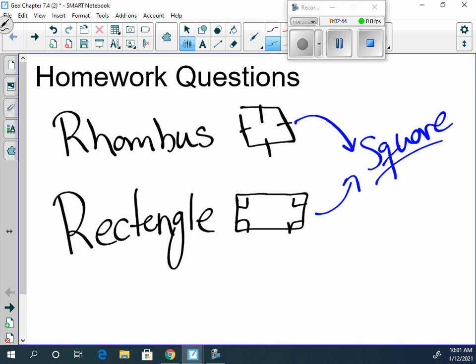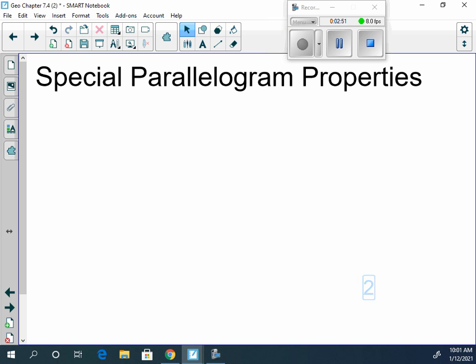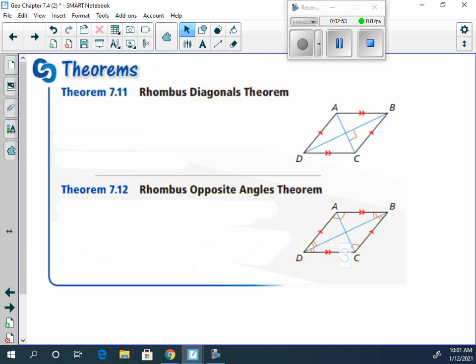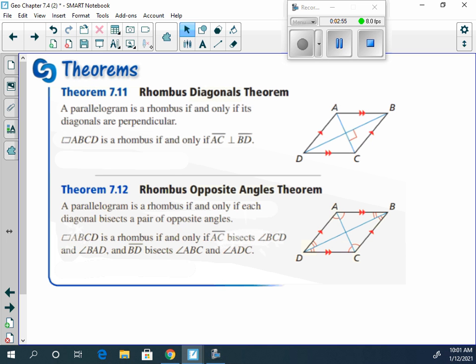So the first one we're going to look at is, I'm going to draw a line apparently. There we go. A rhombus. There are two main properties that we're going to look at. One of them is that a parallelogram is a rhombus if and only if its diagonals are perpendicular. So if they're perpendicular, it means they intersect at 90-degree angles. They intersect at a right angle.